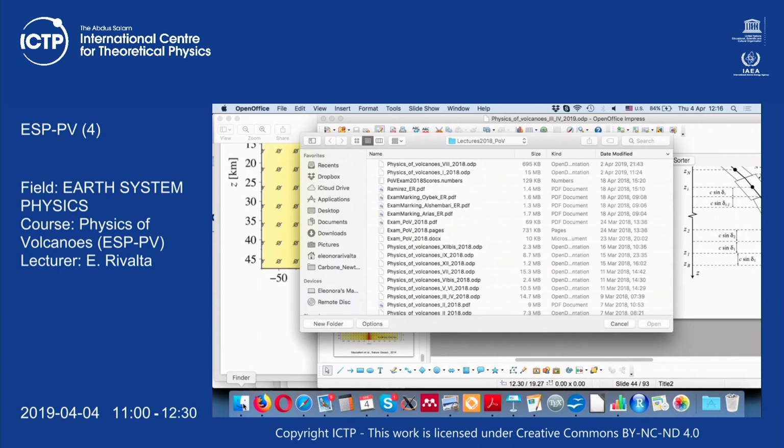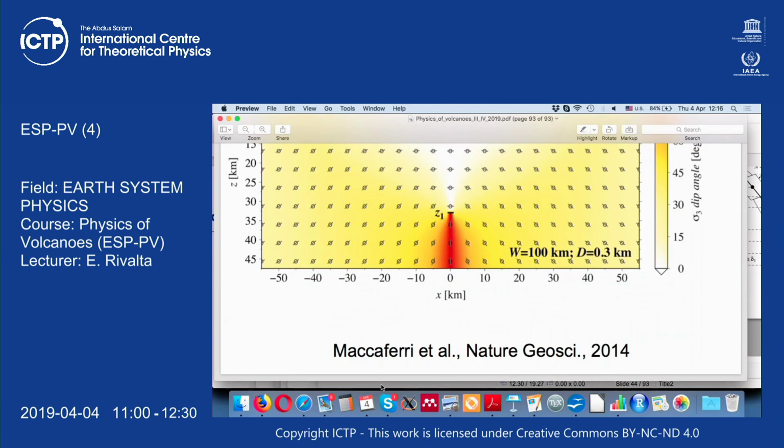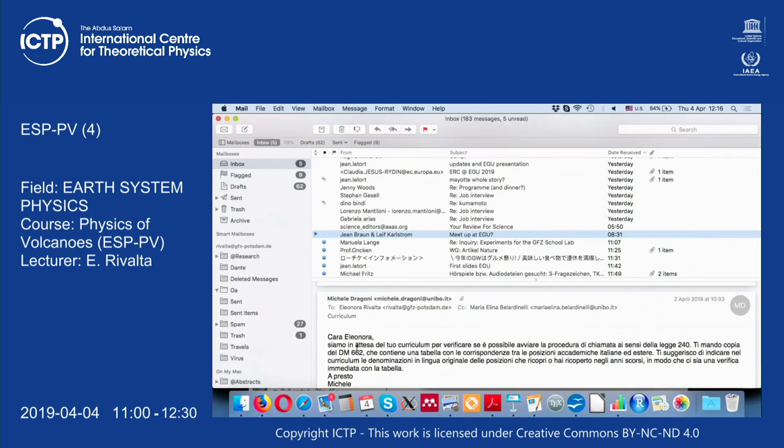Maybe it's back there. Need I look at something else? Well, I'll show you tomorrow. I'll show you tomorrow the evolution model. It's better. So let's go back.